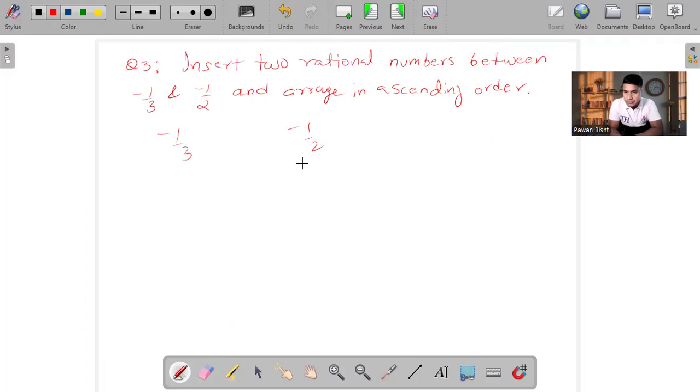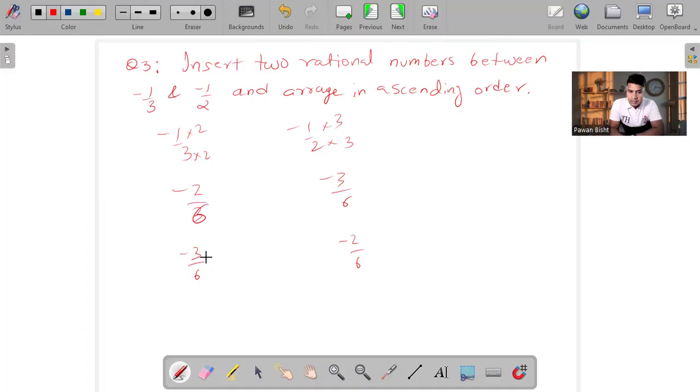Now the LCM of 3 and 2 is 6. So try to make the denominator same by doing times 2 here, and here also times 2. So this will be minus 2 over 6 and this will be minus 3 over 6. Which one is the smaller here? Correct. Minus 3 is the smaller. Minus 3 over 6 and minus 2 over 6.